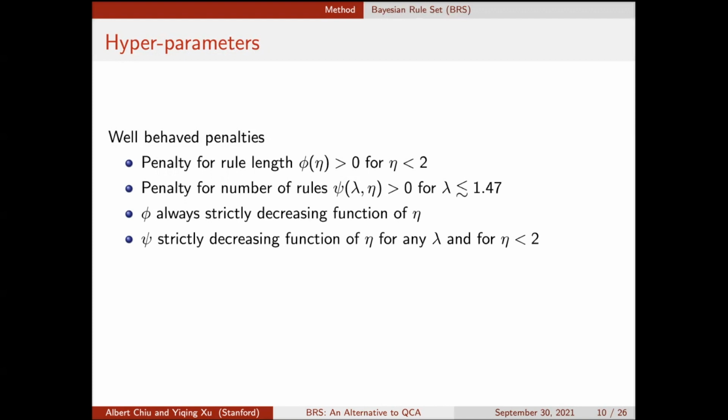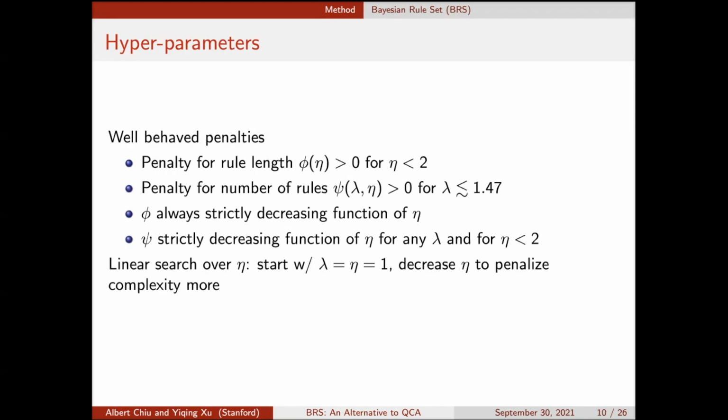And so again, before we had lambda and eta, but we can actually, as it turns out, fix lambda to be some number and then just manipulate eta. And we can keep decreasing it if we want to penalize complexity more. And so this reduces a really complex search over a number of hyperparameters, or at least in the case of the beta priors, it would be a number. In the case of the Poisson priors, it's just 2, but still it reduces this grid search into just a linear search, which is really nice for hyperparameter tuning.